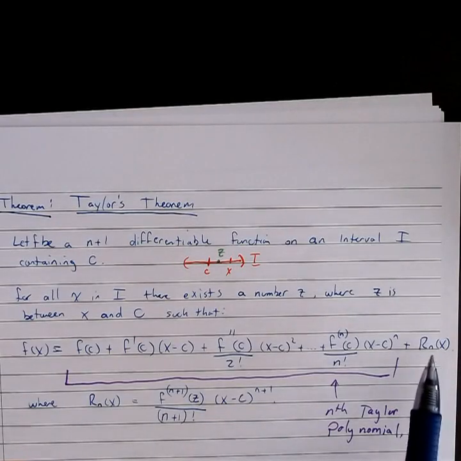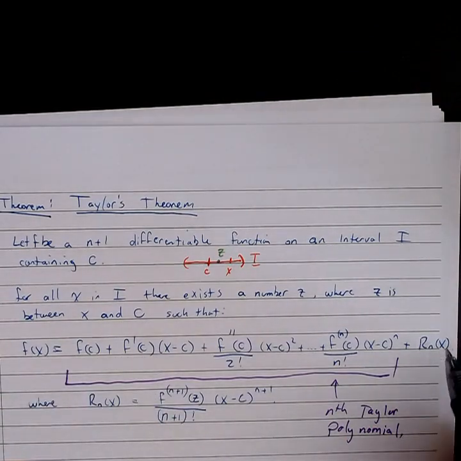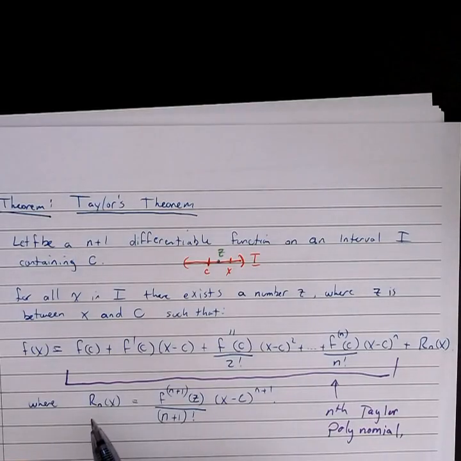That little extra bit will be enough to take this from almost the same to being exactly the same. Okay, so what is that extra thing we have to add? Well, it's right here. We call this Rn of x, the remainder, R for remainder.